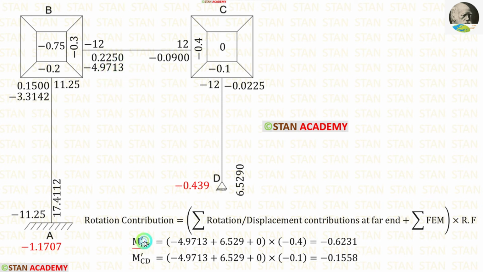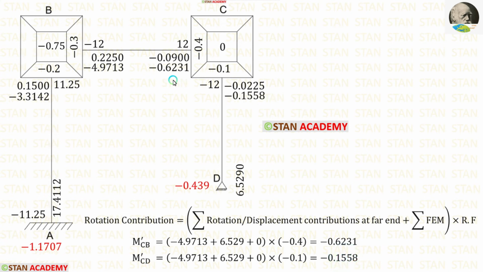Now let us find M'CB. In the point B, we have the rotation contribution, and in the point D, we have the displacement contribution, and the fixed end movement is 0. The rotation factor for CB is minus 0.4. After calculation, we are getting M'CB. We know that for M'CB and M'CD, in the formula, all of the values will be same except the rotation factor. The rotation factor for CD is minus 0.1. Finally, for M'CD, we are getting these. Let us apply the values of M'CB and M'CD.